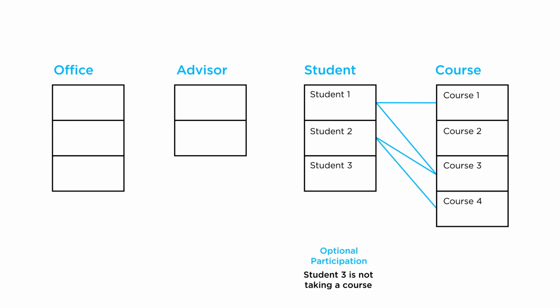Now let's look at the other side, on the course part. Similarly, we might have courses that nobody is interested in taking, and therefore we want to allow courses to exist in the database without having any students registered for them. This is an example of an optional participation where a course does not have to be associated with a student in this particular relationship.